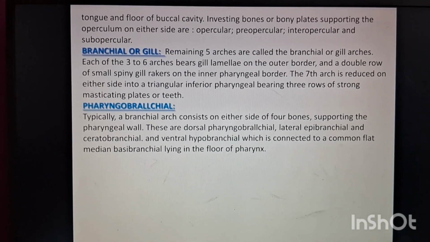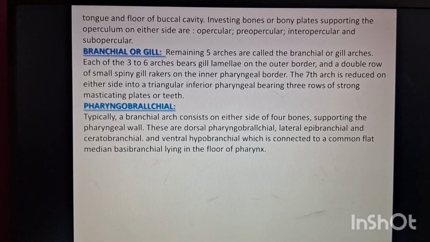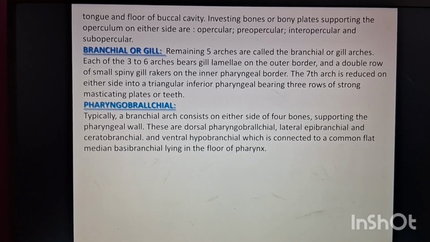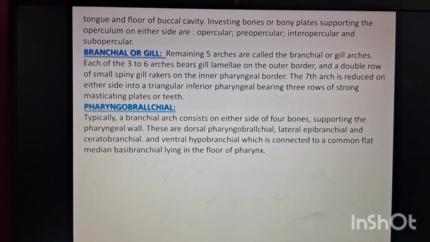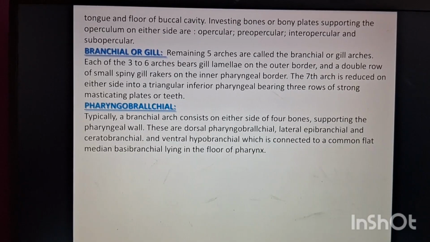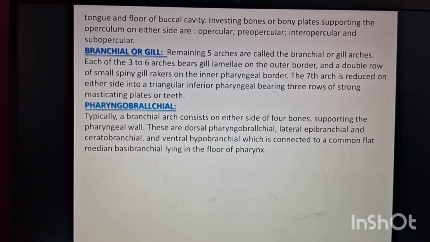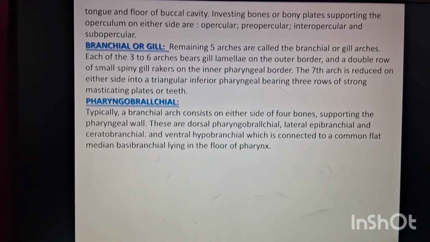Next part is the pharyngobranchial. A typical branchial arch consists on either side of 4 bones supporting the pharyngeal wall. These are the dorsal pharyngobranchial, lateral epibranchial and ceratobranchial, and ventral hypobranchial, which is connected to a common flat median basibranchial lying in the floor of the pharynx.